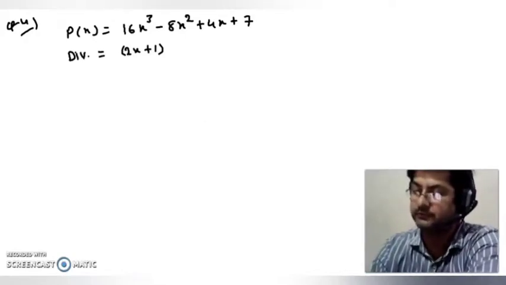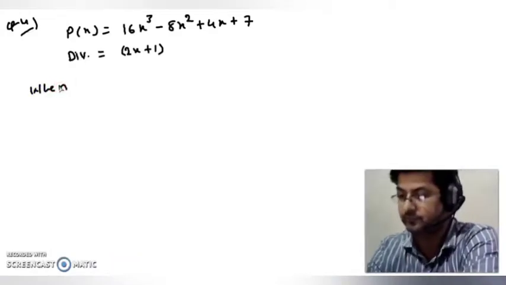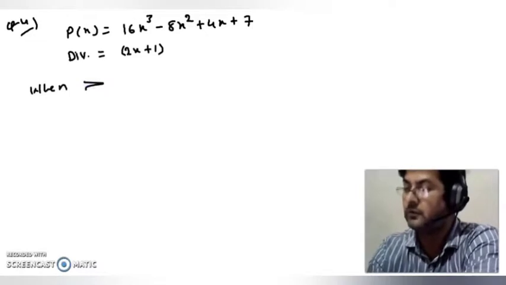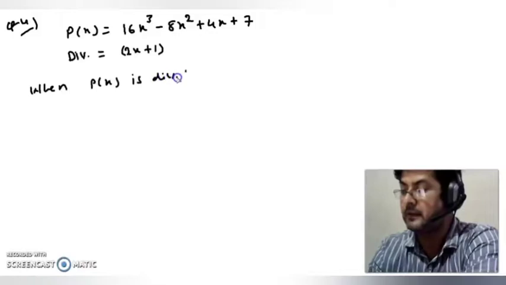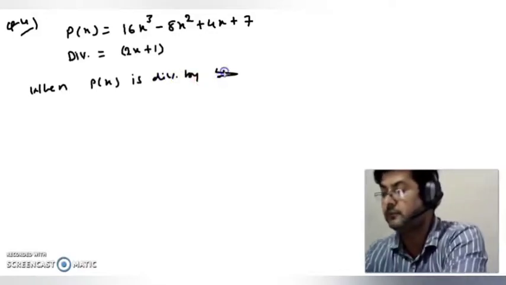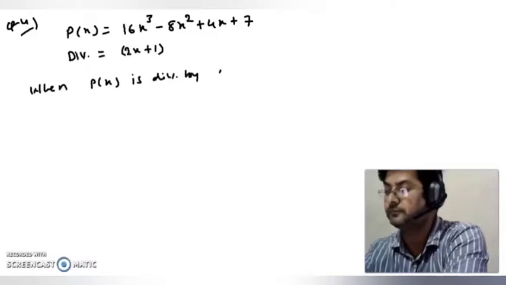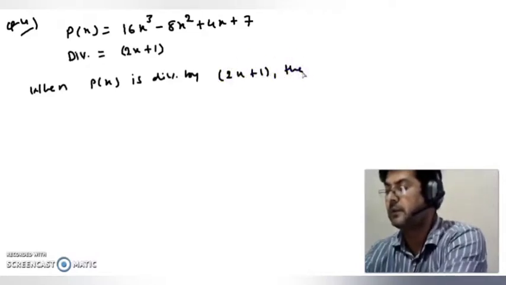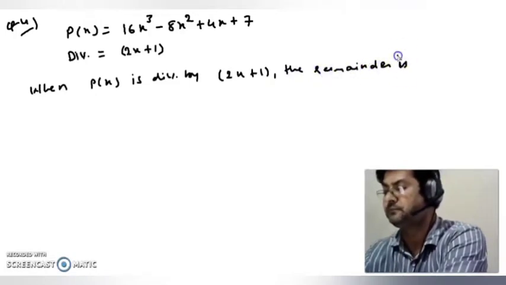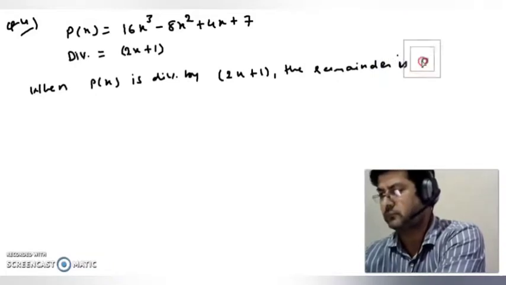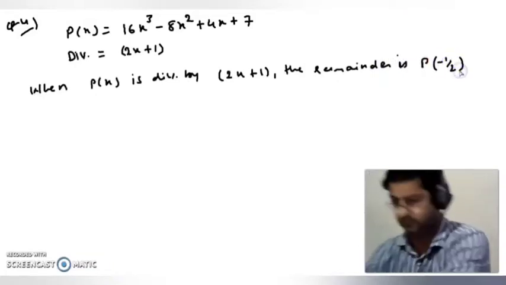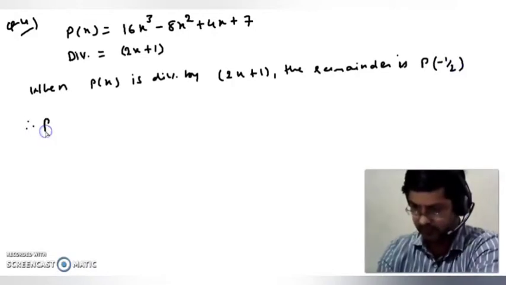Okay, so when p of x is divided by 2x plus 1, the remainder is p of minus 1 upon 2. So let us calculate the remainder.